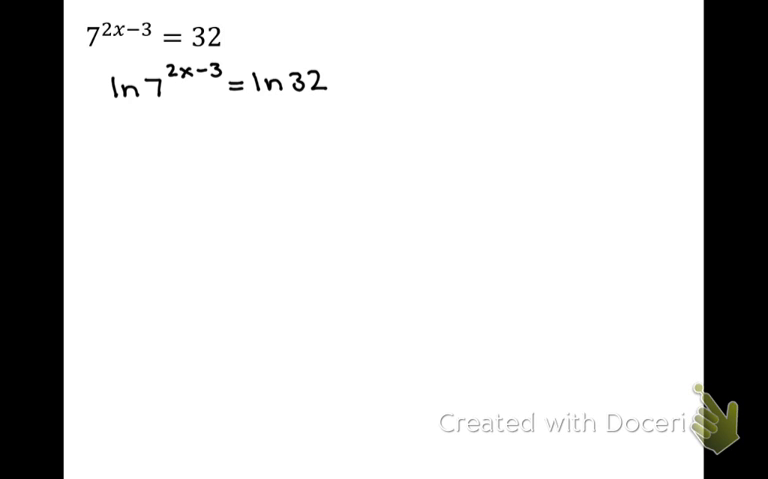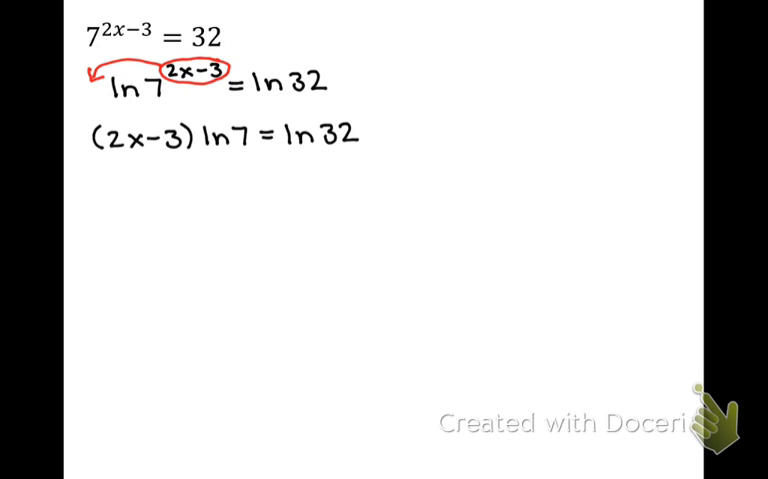Okay, I need to bring my exponent down front now. Now be super careful here because 2x - 3 is in my exponent. It needs to stay together. So when I bring it down front, I got to make sure it's in parentheses, times the ln of 7 equals the ln of 32.